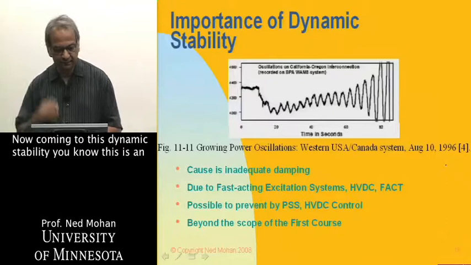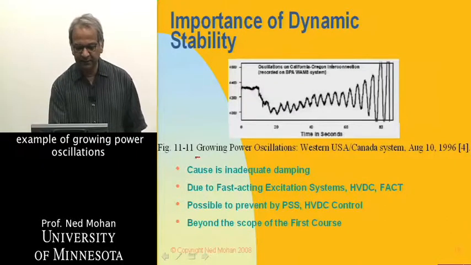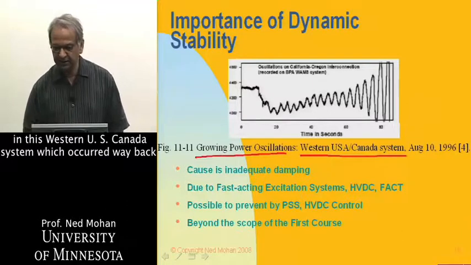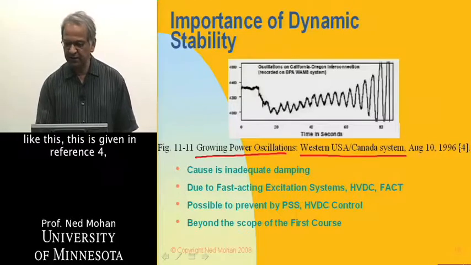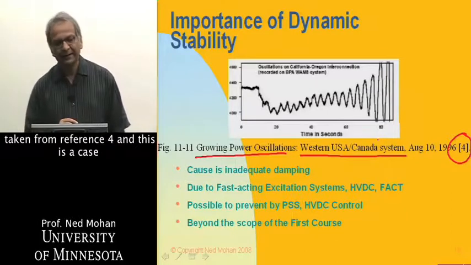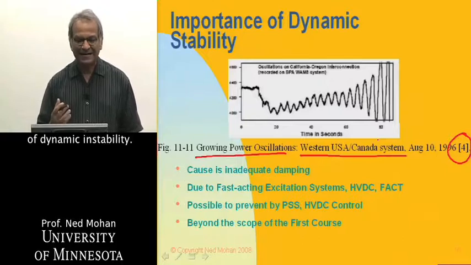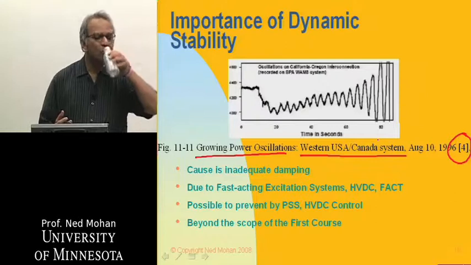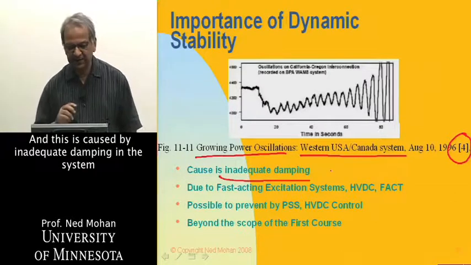Right. Now, coming to dynamic stability, this is an example of growing power oscillations in the western U.S.-Canada system, which occurred way back in 1996, but there have been several cases reported like this. This is taken from reference 4. And this is a case of dynamic instability, caused by inadequate damping in the system.